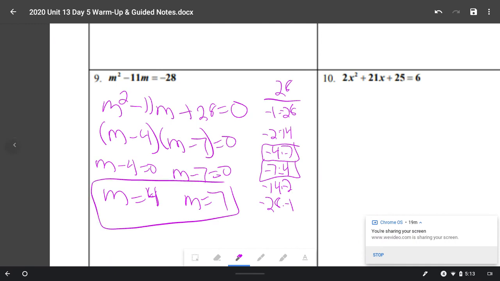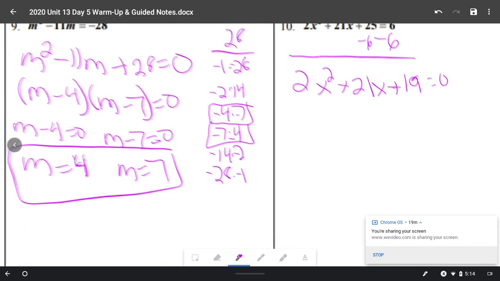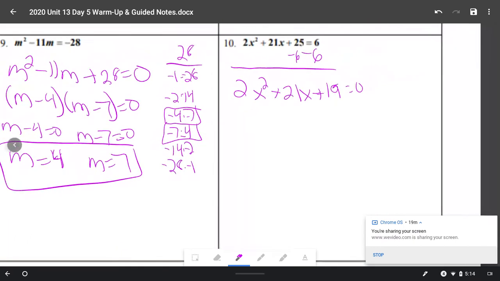And the last one is one that's not equal to 0 either. It's not in standard form yet. So we need to make sure that we subtract that 6 over to the other side. So when we subtract the 6 over, now it will be equal to 0. So now we have 2x squared plus 21x plus 19 equals 0. So I'm trying to pull out a GCF first. That's always my first step with this, and I don't believe that I can.